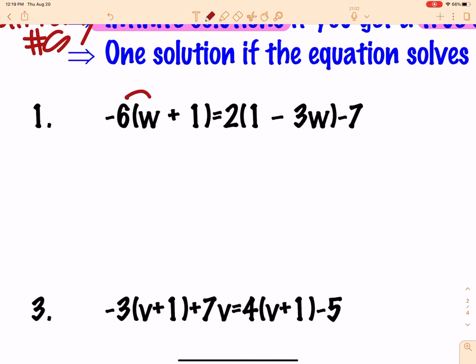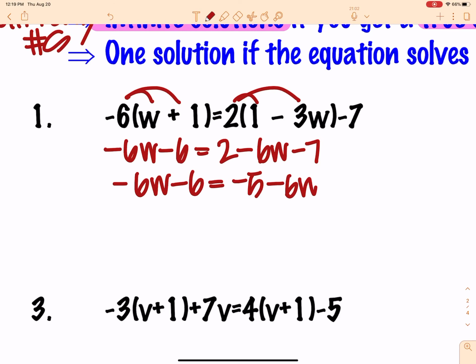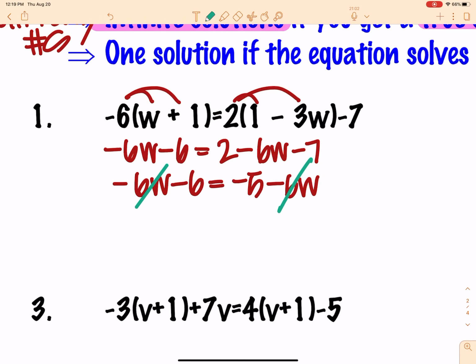So we're going to distribute the left-hand side. -6w minus 6. Distribute. So 2 minus 6w minus 7. Combine like terms on the right-hand side. If I notice, I have minus 6w on both sides, so those cancel. And I'm left with -6 equals -5.